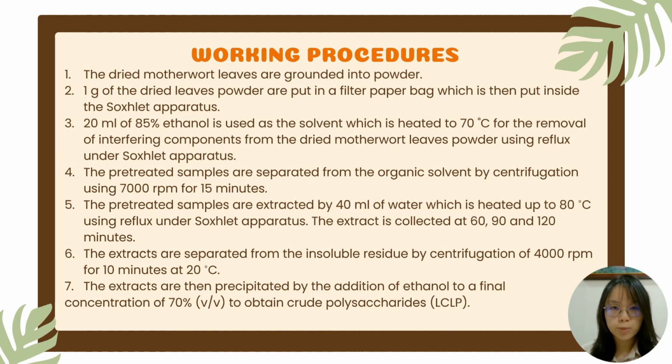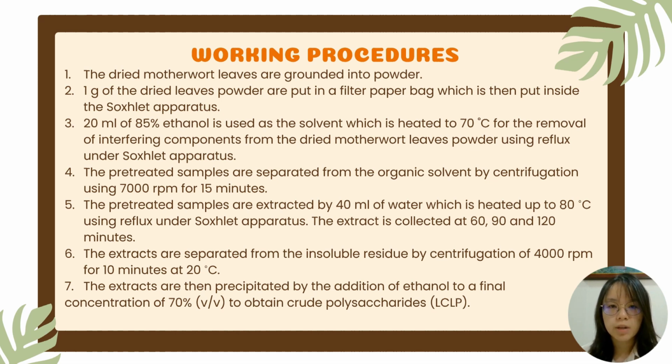So now let us proceed to the working procedures of this experiment. First, the dried motherwort leaves are ground into powder. 1 gram of the dried leaves powder is put in a filter paper bag, which is then put inside the Soxhlet apparatus. 20 ml of 85% ethanol is used as the solvent, which is heated to 70 degrees Celsius for the removal of interfering components from the dried motherwort leaves powder using reflux under Soxhlet apparatus.